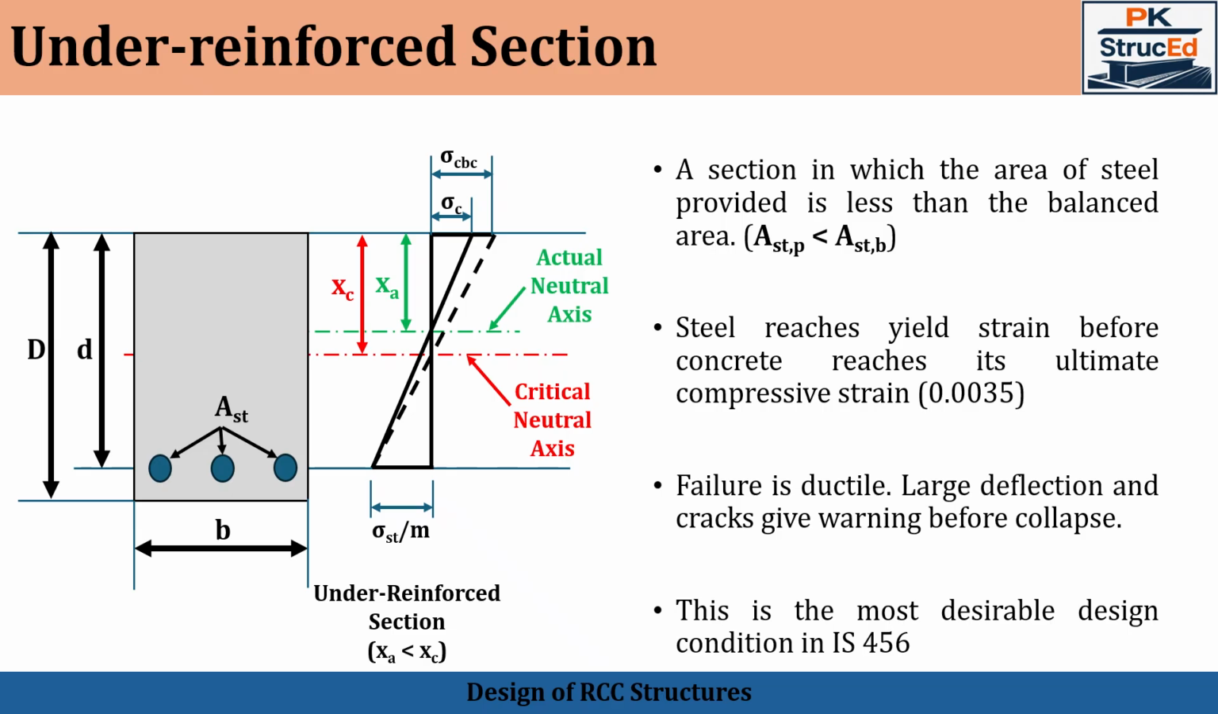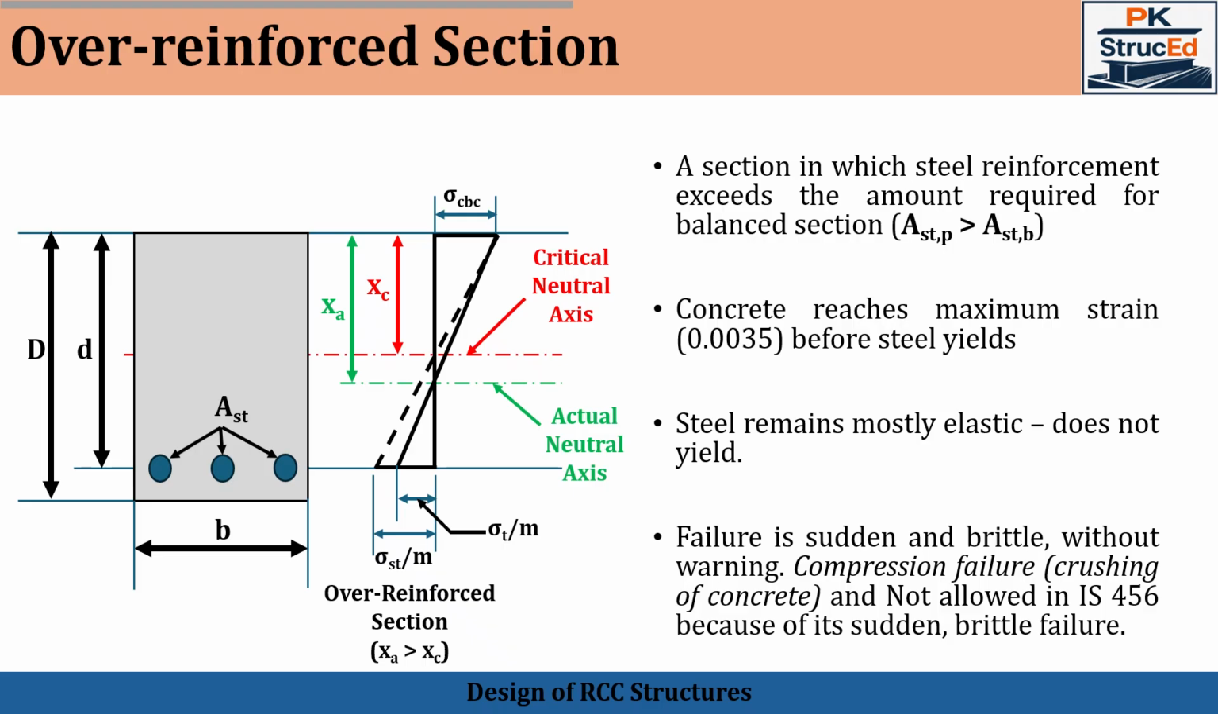In an under reinforced section, the steel yields first and the concrete crushes later. This type of failure is desirable because it gives sufficient warning before collapse. Due to its ductile nature, IS 456 recommends designing RCC beams as under reinforced sections. This ensures safety and better performance during unexpected overloads or earthquakes.